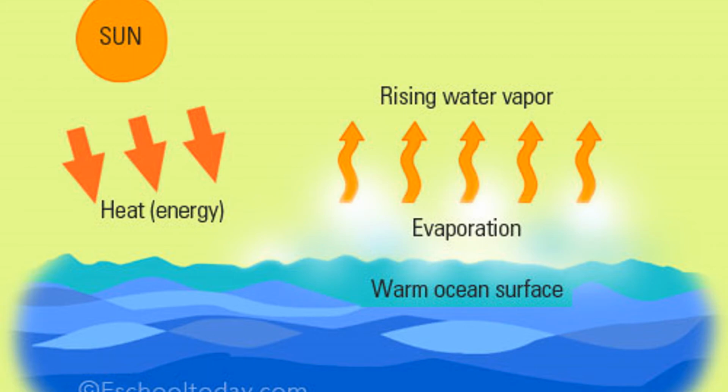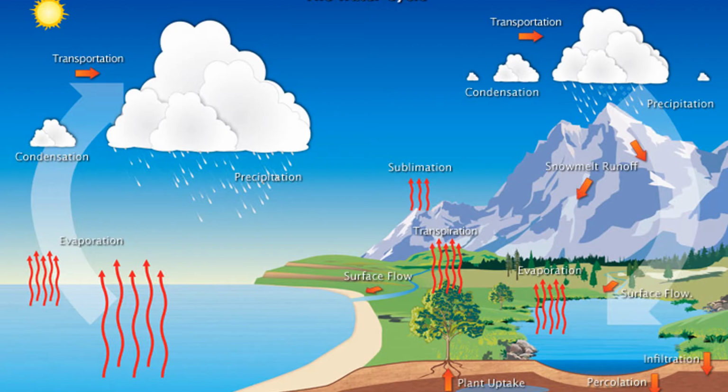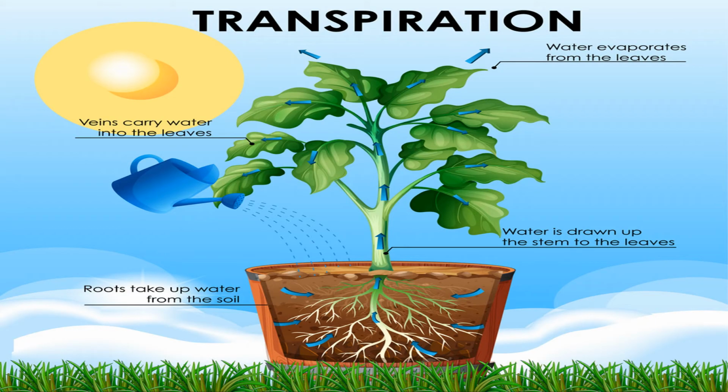Evaporation happens on a global scale. Alongside condensation and precipitation, evaporation is one of the three main steps in the Earth water cycle. Evaporation accounts for 90% of the moisture in the Earth's atmosphere. The other 10% is due to plant transpiration.